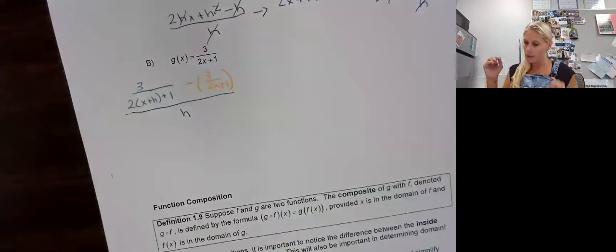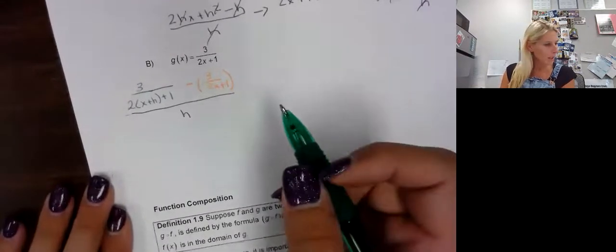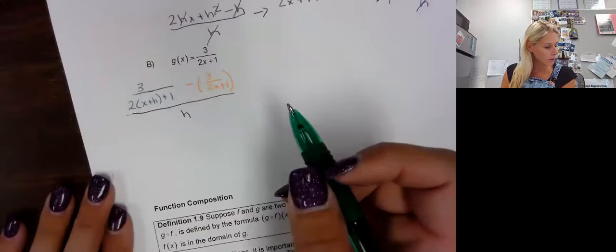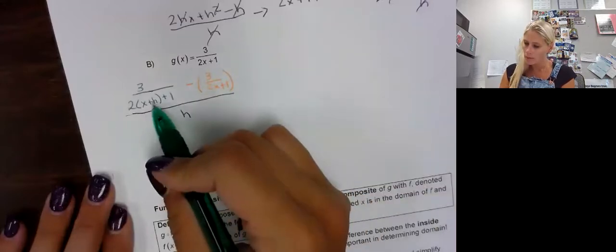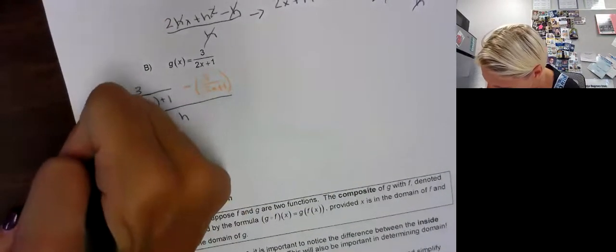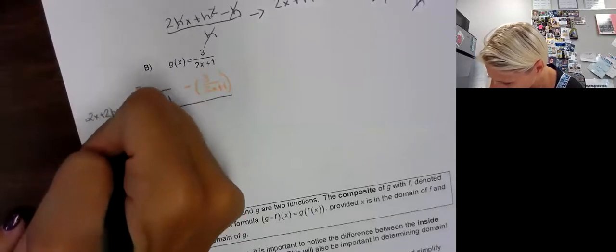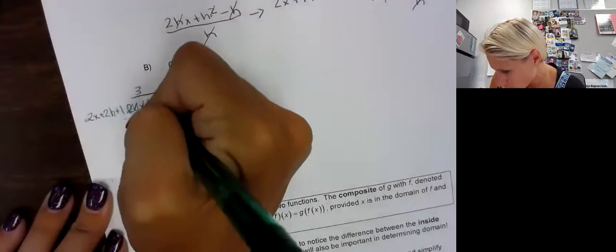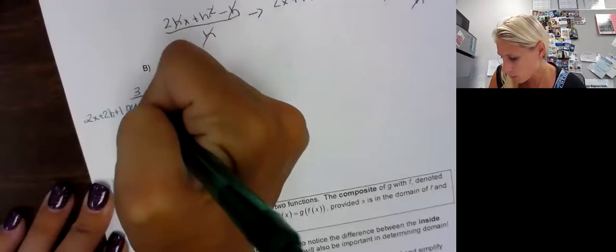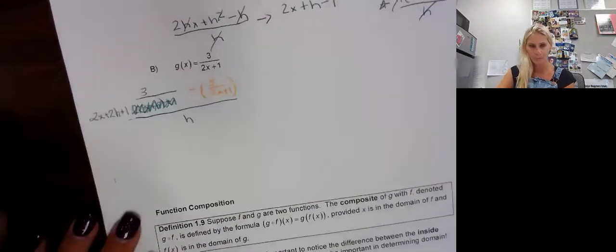All right, so first thing I might want to do, and I'm going to save myself some room, is I'm going to distribute this out so I can look at this a little bit better. So 2x plus 2h plus 1. Okay, so that way I ignore that. The reason why I'm doing that is because it's going to be easier to multiply that after.